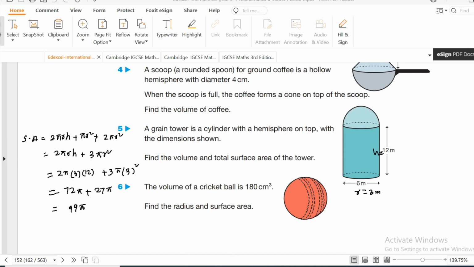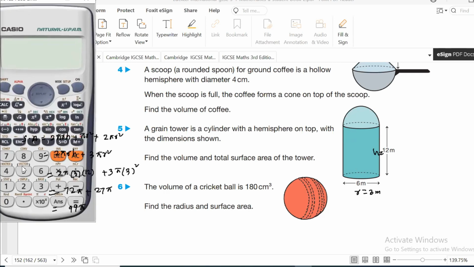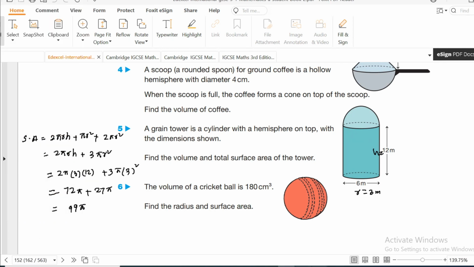And lastly, you can check in the calculator as well. 99 shift pi gives us 311. That's okay, three significant figures. We can write 311, and it is area, so meter square. I hope it is clear.